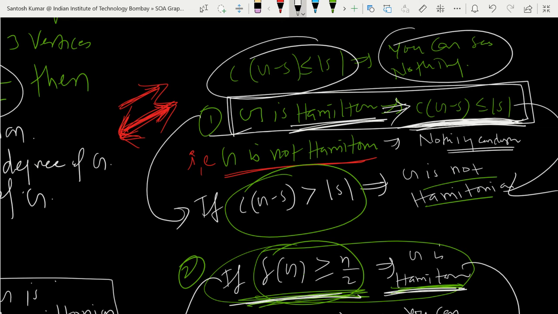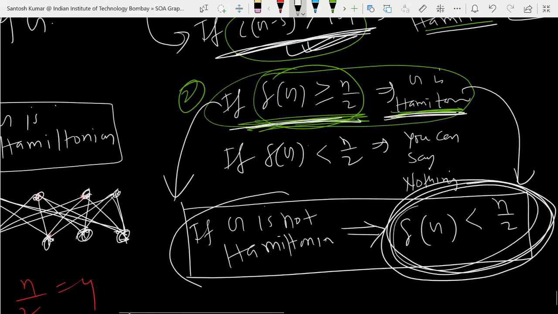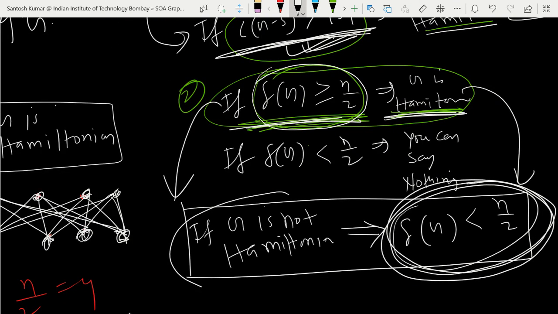So what you can do? Either you try to do this. If this situation happens, C of G minus S is more than mod S, then you can surely say it is not Hamiltonian. Or you try to do this. If delta G is more than equal to n by 2, then you can say it is Hamiltonian. You have only two ways.